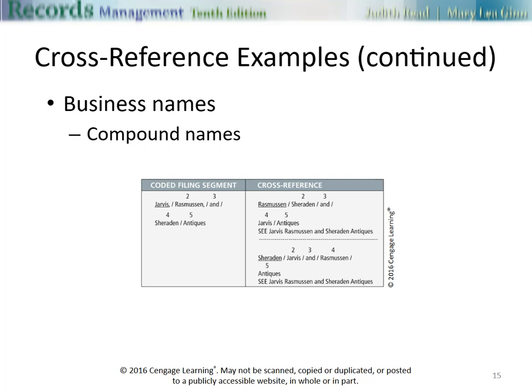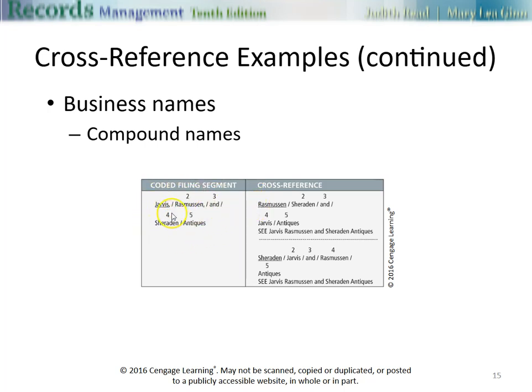Each business name combines at least two partners' names, and someone searching for that record might not remember both. To keep the filing system accurate, we file the record under the complete name, for instance, Jarvis, Rasmussen, and Sheridan Antiques. Then we would create another cross-reference for the second name. In this case, if there are three names, we would have to create a second cross-reference.